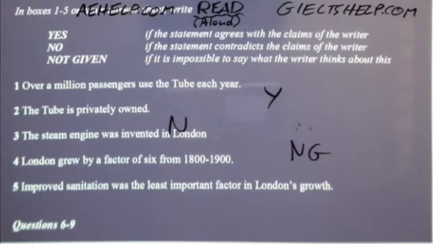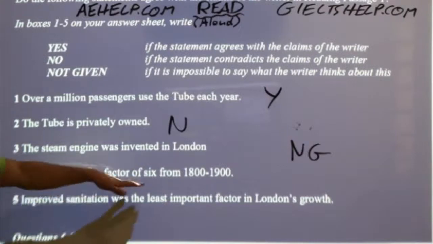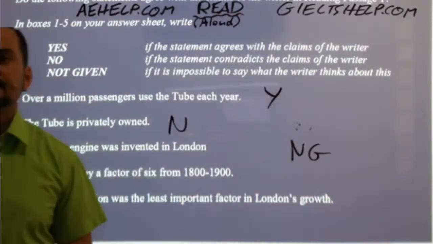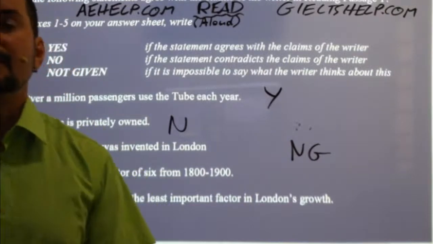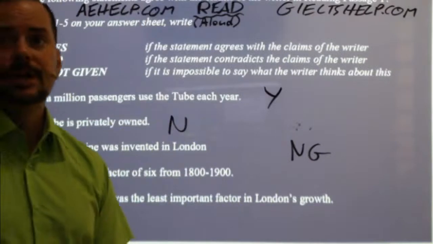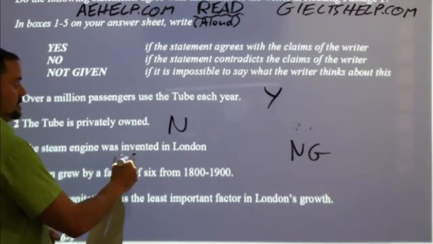Next question. Number 4, London grew by a factor of 6 from the 18 to the 1900s. Okay? London grew by a factor of 6. Factor of 6 means 6 times.